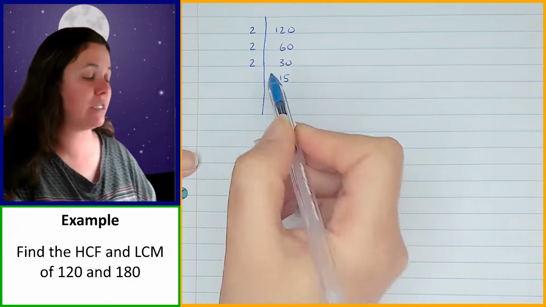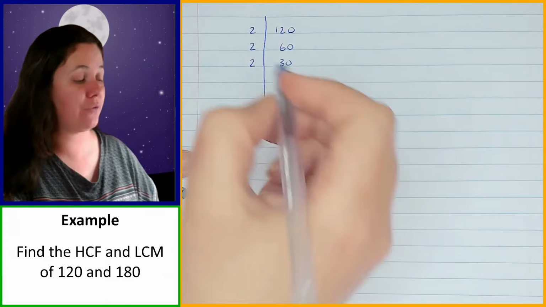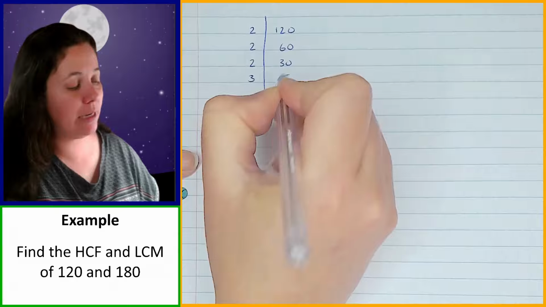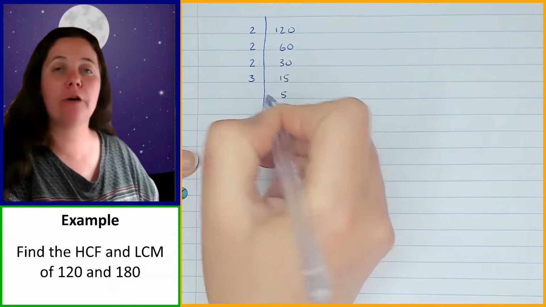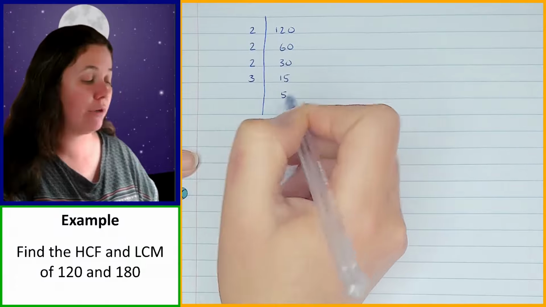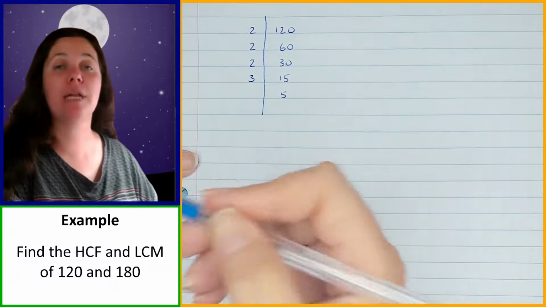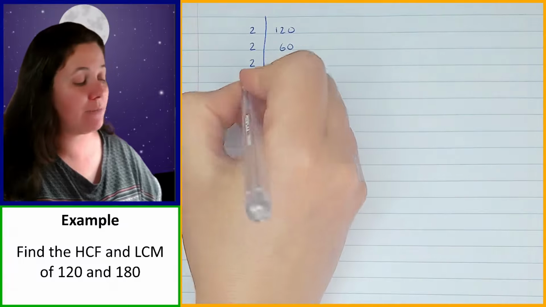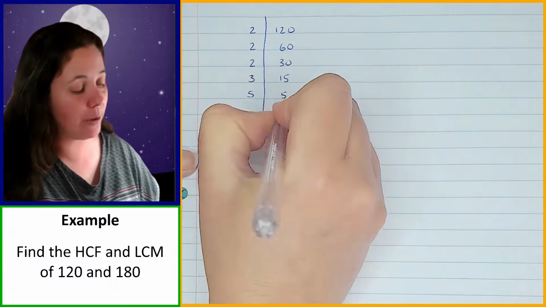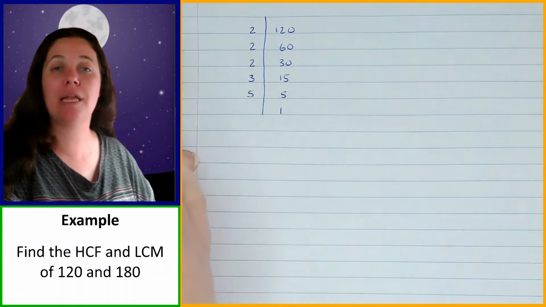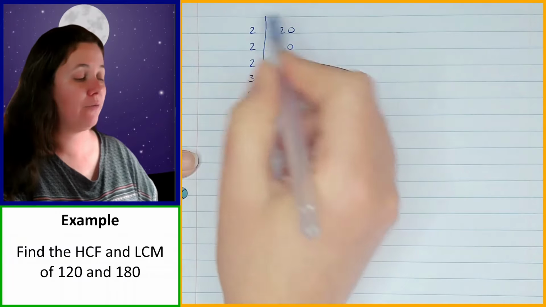The next prime number is 3. Now 3 does go into 15, so I'm going to divide that by 3, and that gives me 5. Now obviously 5 is not a multiple of 3, so I can't divide by 3 again. The next prime number though is 5, so I'm going to divide by 5, and that gives me 1. So I keep going until I get to 1, and then I'm done. So that is the ladder for 120.